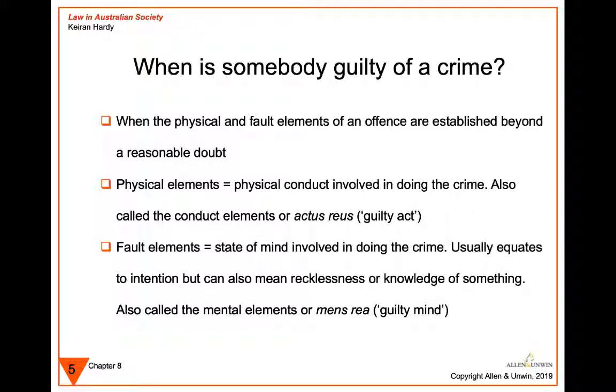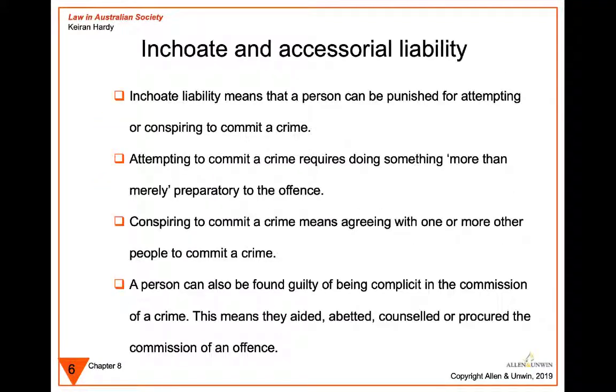The fault elements, on the other hand, refer to the state of mind of the offender involved in doing the crime. This usually equates to an intention to do something. So for our example, it would involve intending to kill the person with the knife. However, the fault elements can also mean recklessness or having knowledge of something. These are also called the mental elements, or mens rea, which means guilty mind. If you're just starting your study of the criminal law, it might seem that crimes apply when somebody completes a criminal act.